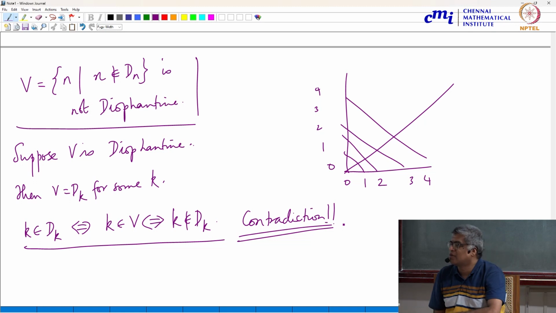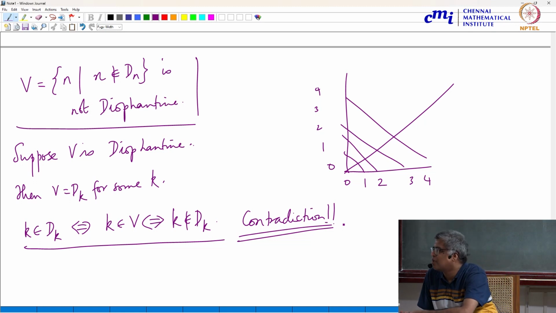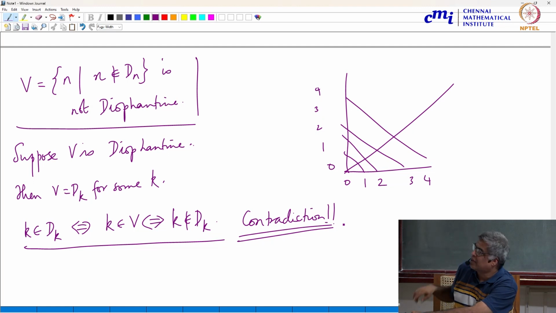If you have not seen this kind of argument before, this is one of the beautiful arguments in mathematics, first used to show that the set of all real numbers cannot be put in bijective correspondence with the set of all natural numbers. So you cannot map every real number to a natural number. Anyway, so this V is not Diophantine.